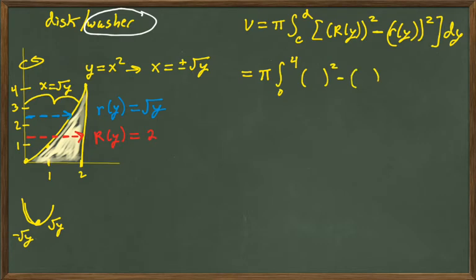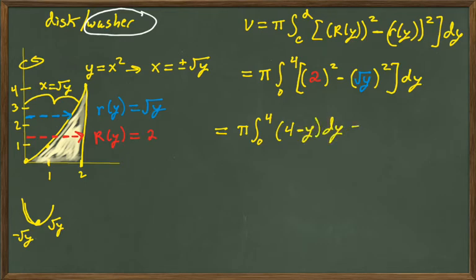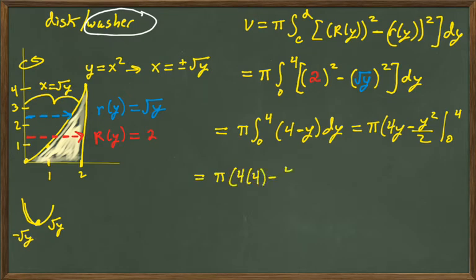Okay, outer radius squared minus inner radius squared. The outer radius is 2, the inner radius is the square root of y, so pi, integral from 0 to 4, 4 minus y dy. So pi times 4y minus y squared over 2 evaluated from 0 to 4. So it's going to be pi times 16 minus 8.